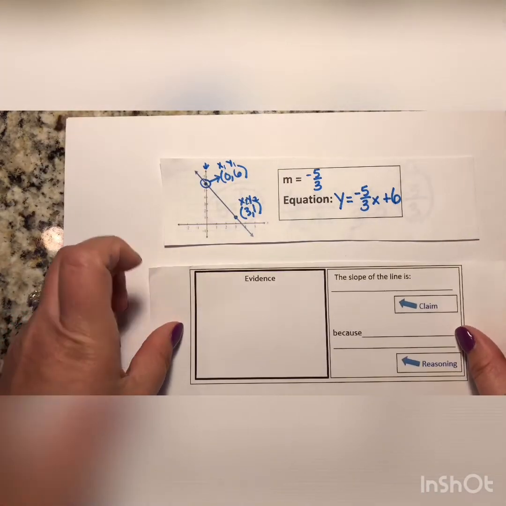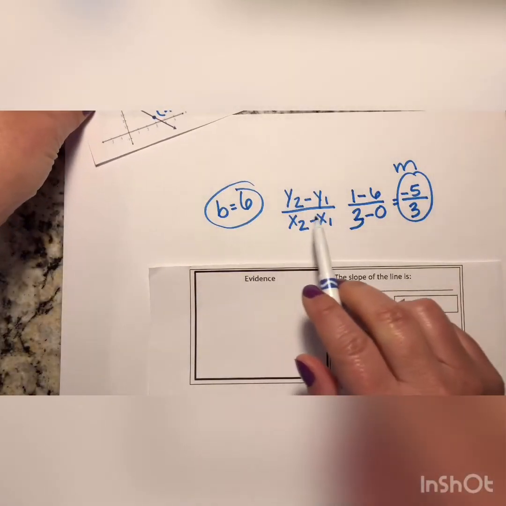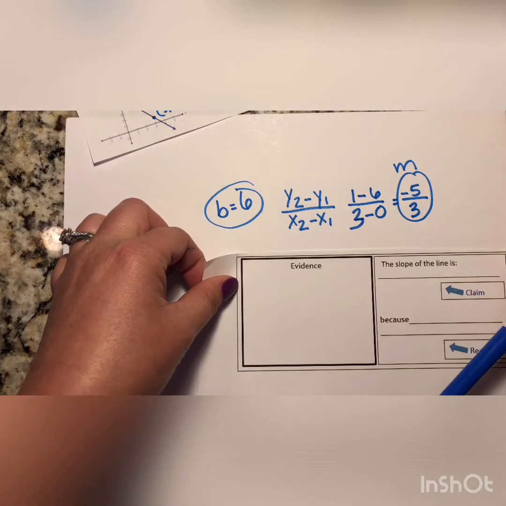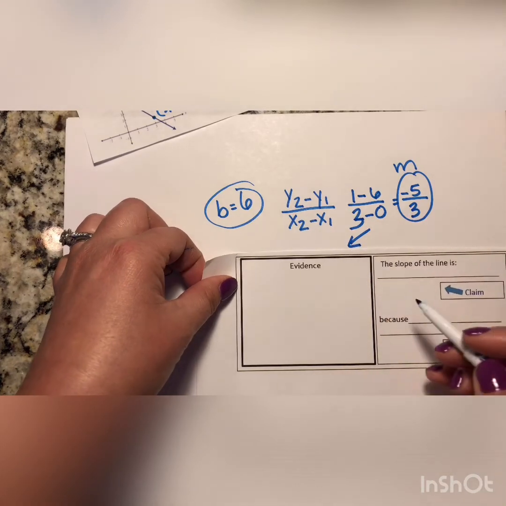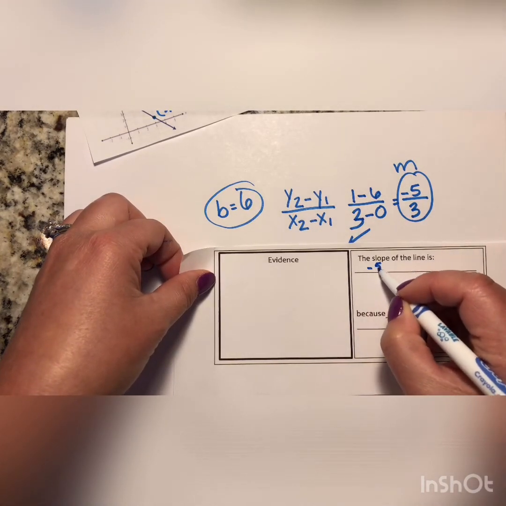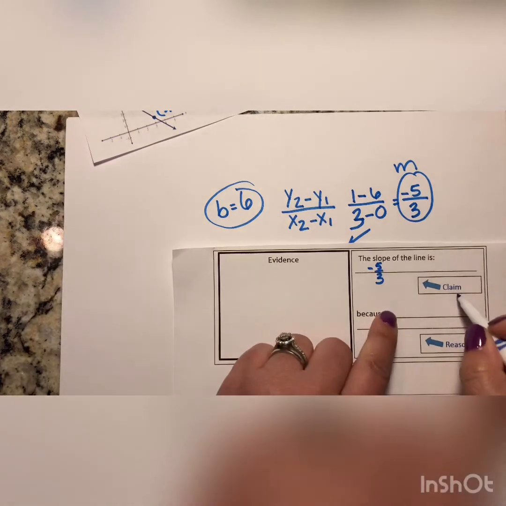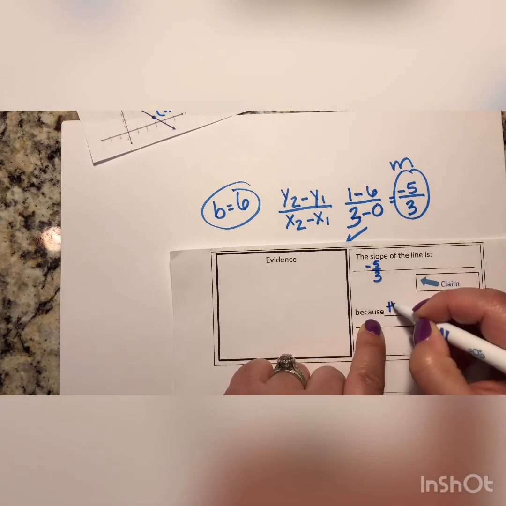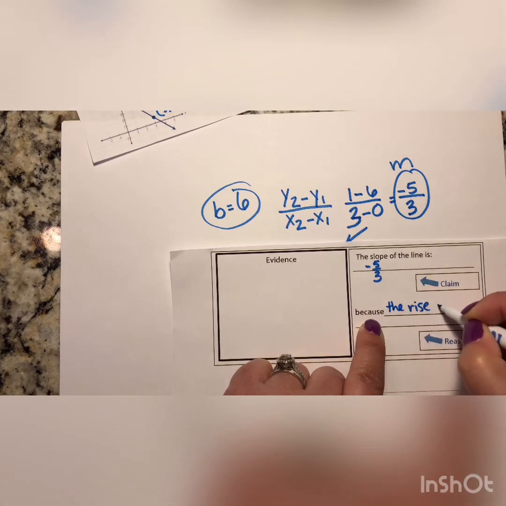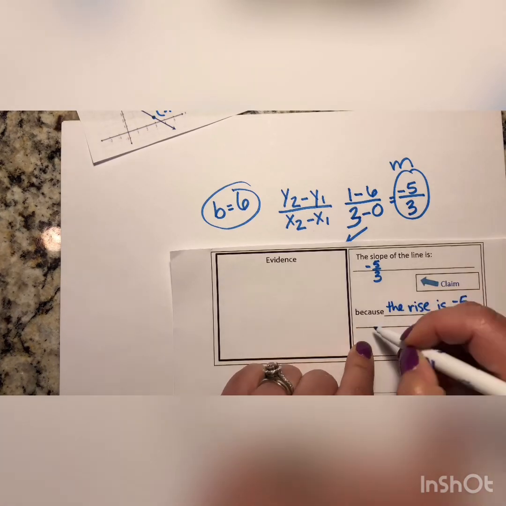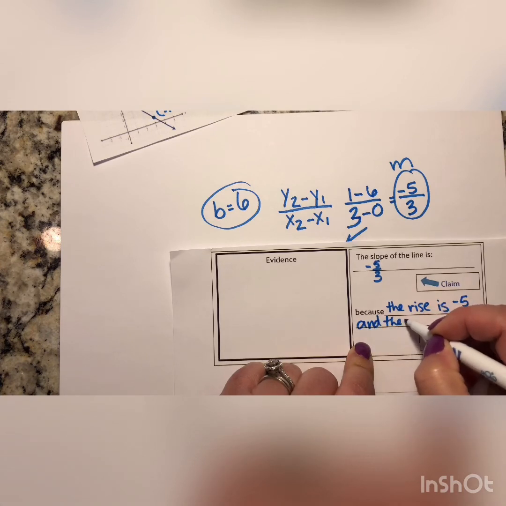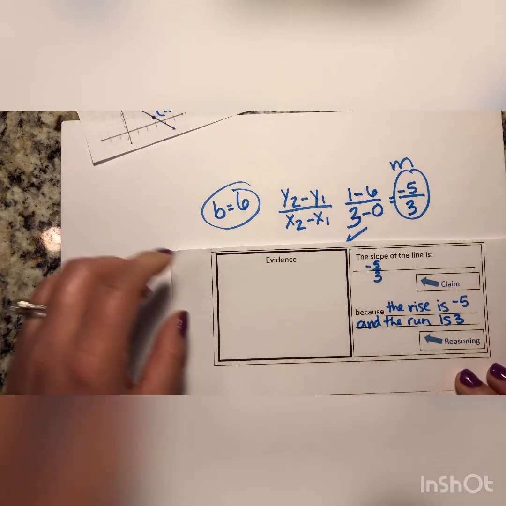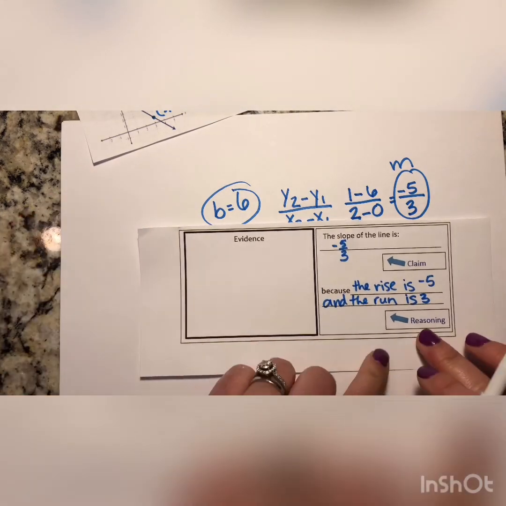My evidence was all of this where I did y2 minus y1 to figure out what the slope was going to be. So this is your evidence. The slope of the line is -5 over 3. That's my claim. And my reasoning is because the rise is -5 and the run is 3, okay? Or you could go into more detail about that, but something like that for your reasoning.